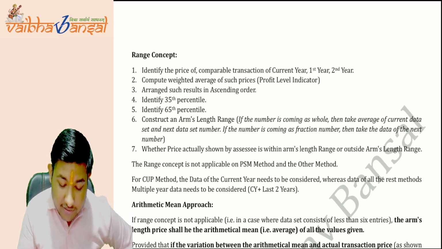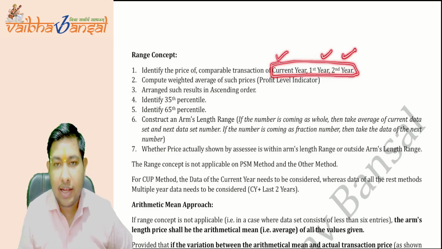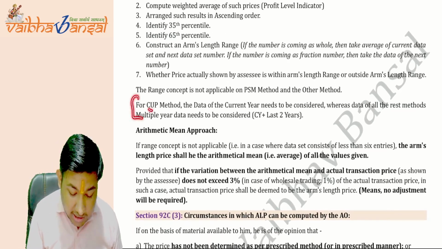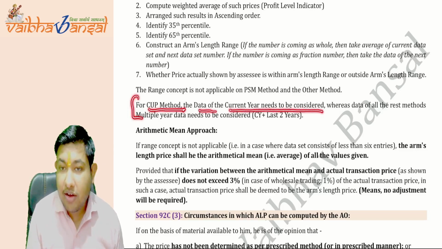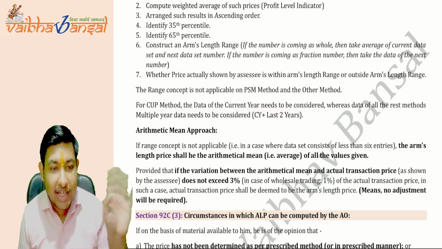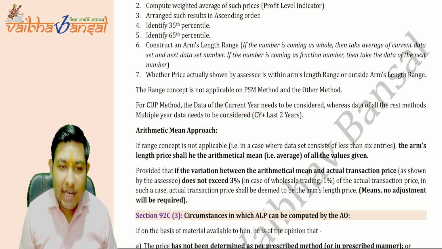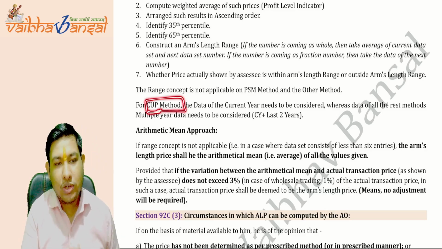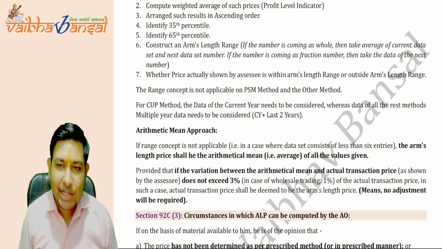Now, earlier we said we have to take the data of 3 years: current year, first year, and second year. But for the CUP method, the data of the current year needs to be considered, not the whole 3 years. Only the current year data is to be considered. That's why usually in your examinations, the CUP method is given, where you do not need to apply the range concept.